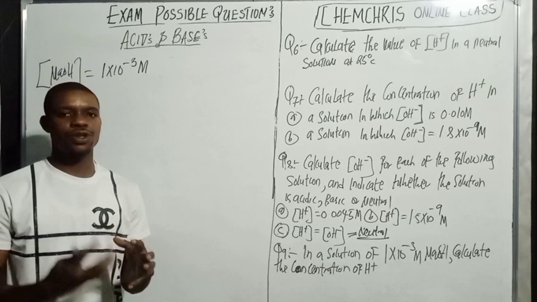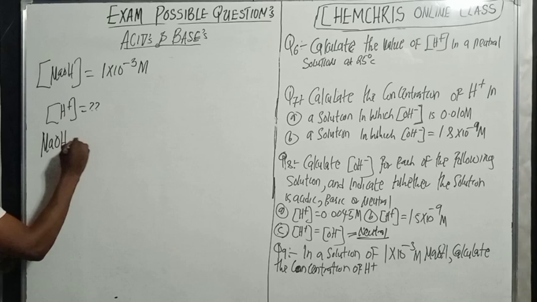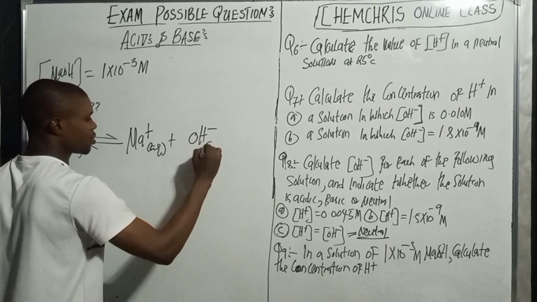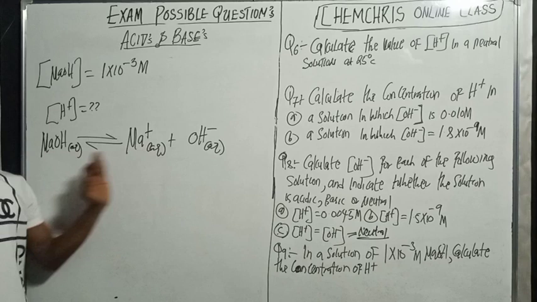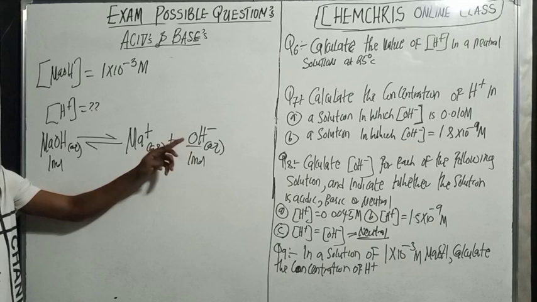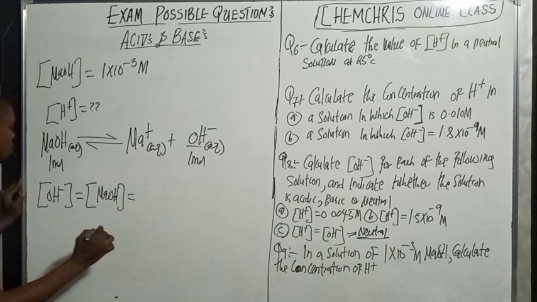So first of all, you want to dissociate this one here. NaOH is a base, right? Now, when you dissociate NaOH, what are you going to get? You're going to get Na plus aqueous plus OH minus aqueous. So when you dissociate this base here, you have Na plus and OH minus. How many moles of OH do you have here? Here we have one mole to one mole. Now, remember, when we have the same mole, the concentration remains the same. So the concentration of OH minus equals the concentration of NaOH, which equals 1 exponential minus 3 molarity.